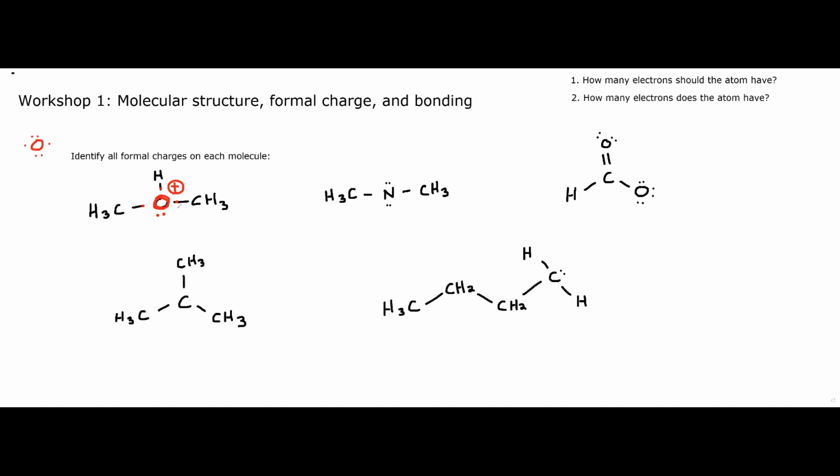This oxygen has 5 electrons. It should have 6 electrons, so we're missing 1 electron, which makes it positive. So this oxygen has a positive charge.